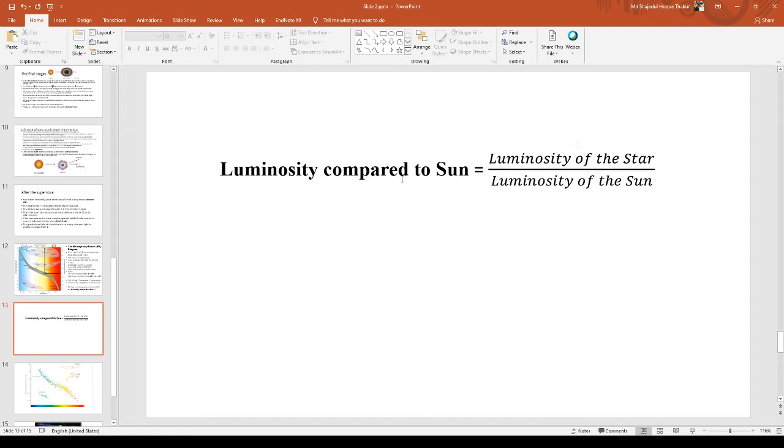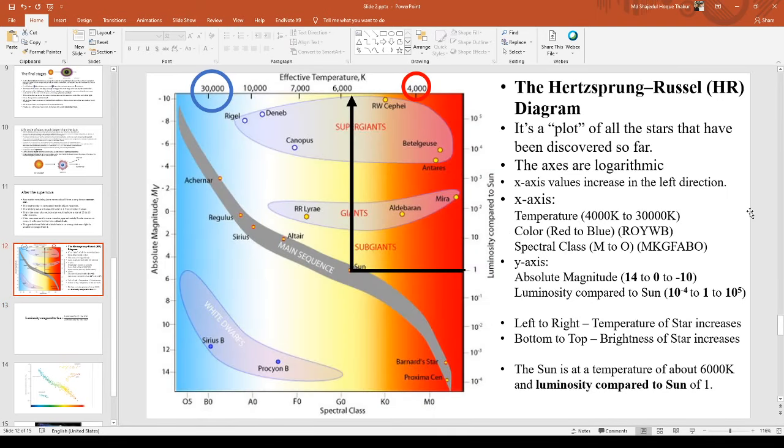This luminosity compared to sun value will be greater than 1. So it will be about 10 to the power 1, 10 to the power 2, 10 to the power 3, 10 to the power 4 and so on. So if a star is here, what is this? 10 just means 10 to the power 1, right? For example, Altair has a luminosity compared to sun of 10. This means Altair is 10 times brighter than the sun.